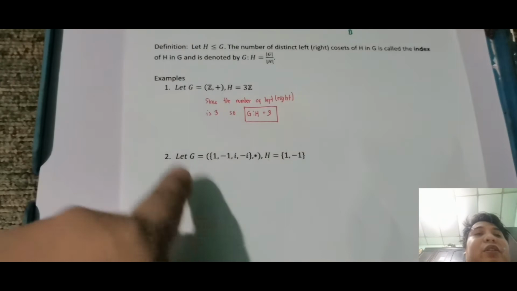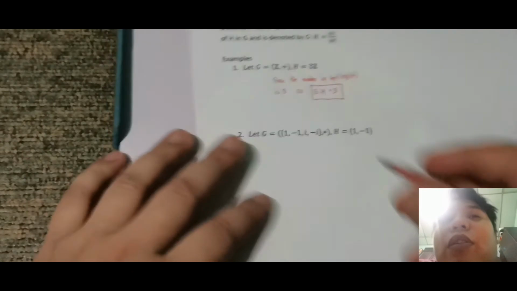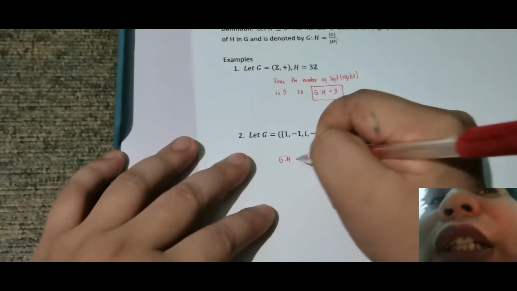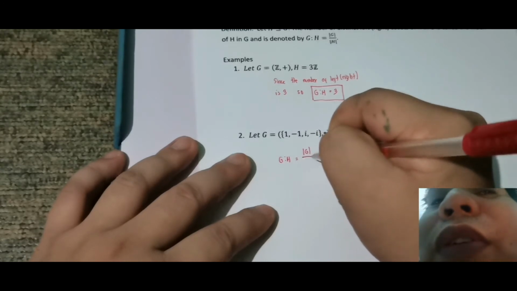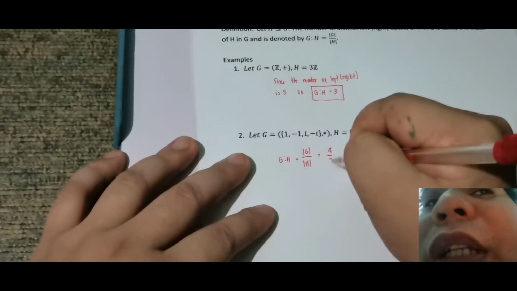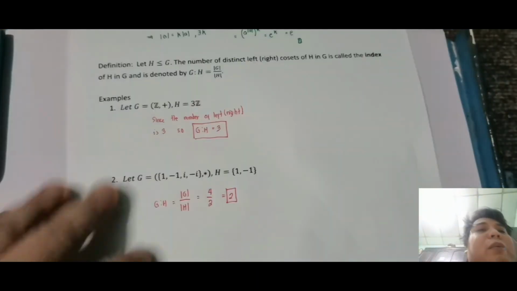Okay, so proceed tayo dito. So ito actually pwede to. So if G is equal to the set containing 1, -1, i, -i, with the operation multiplication, and H is equal to the subgroup {1, -1}. So the index of H in G is just equal sa order of G over the order of H, which is equal lang sa 4 divided by 2, which is equal sa 2. So meaning may 2 coset dyan. Which is tama naman. Bakit?